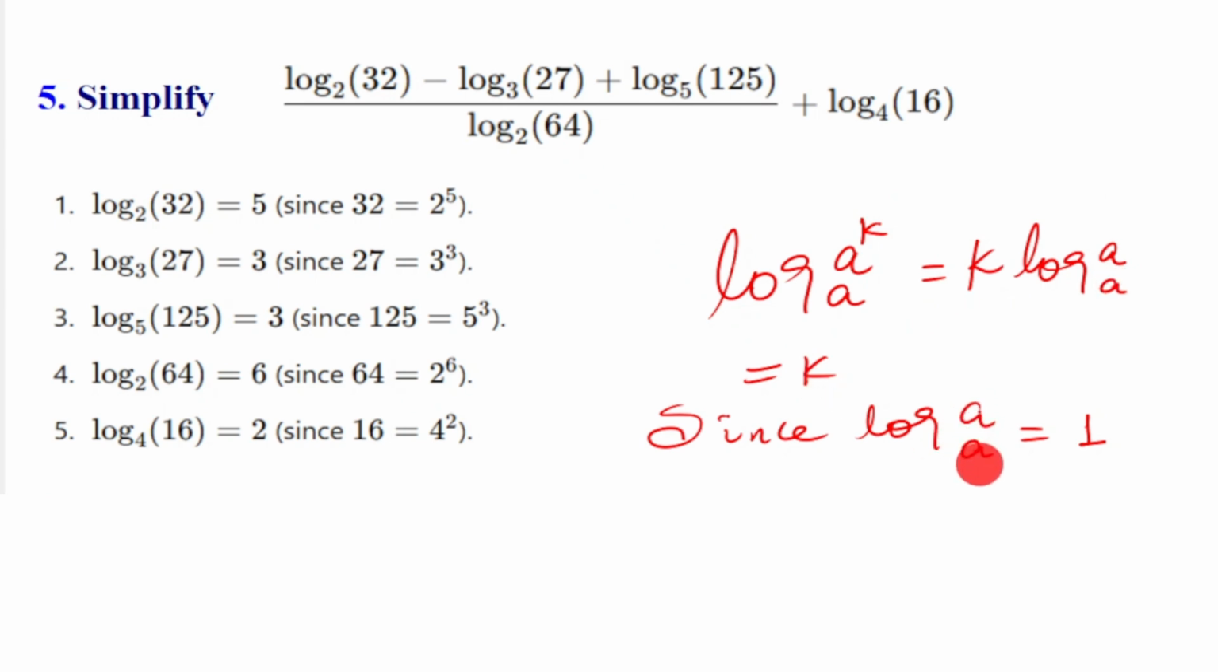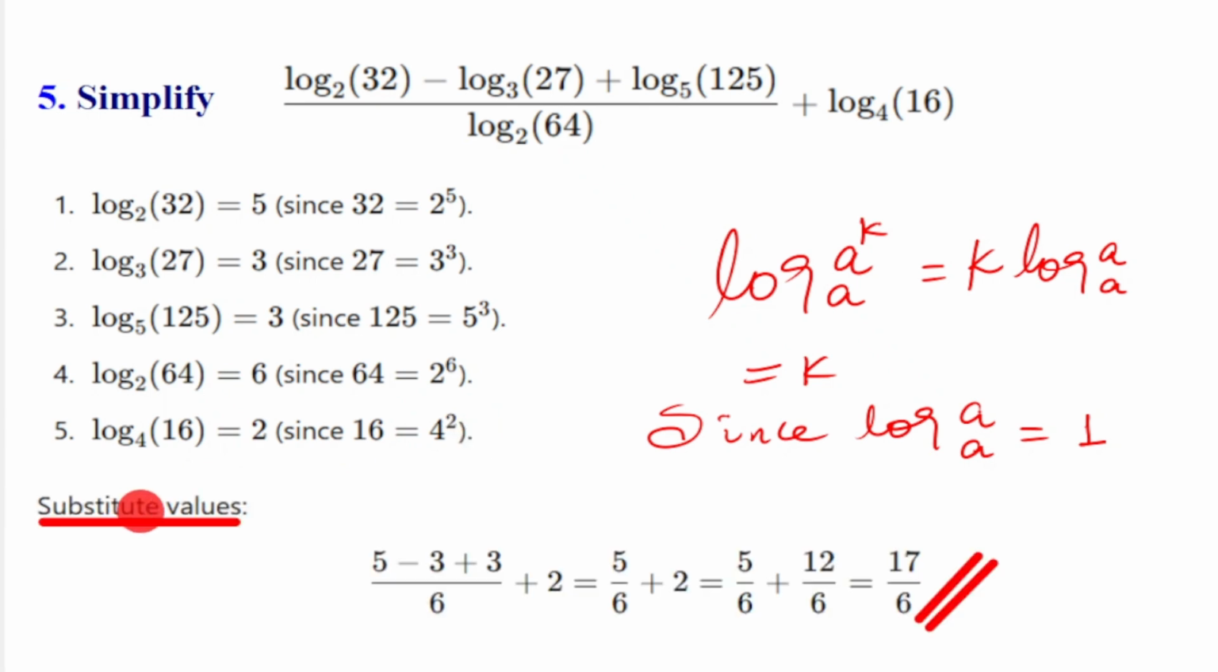Since log base a of a is 1, log base 2 of 32 is equal to 5, since 32 is 2 to the power of 5, and log base 3 of 27 is equal to 3, since 27 is equal to 3 to the power of 3. Log base 5 of 125 is equal to 3, since 125 is equal to 5 to the power of 3. Log base 2 of 64 is equal to 6, since 64 is 2 to the power of 6. Log base 4 of 16 is equal to 2, since 16 is equal to 4 to the power of 2.